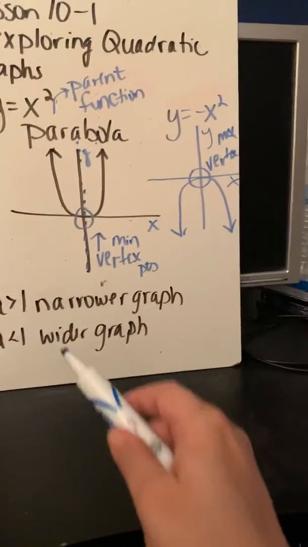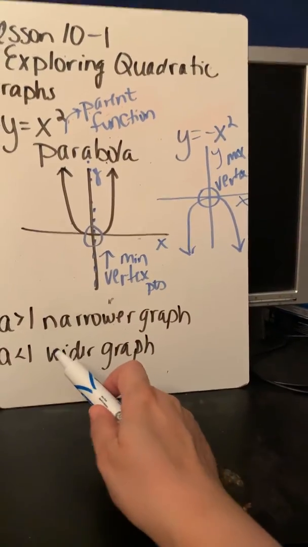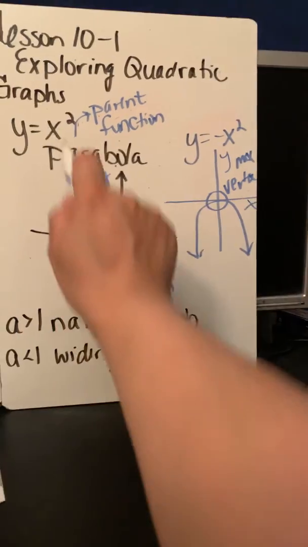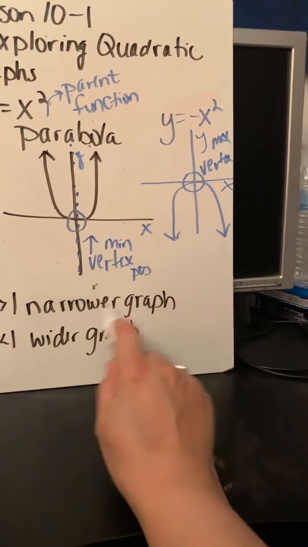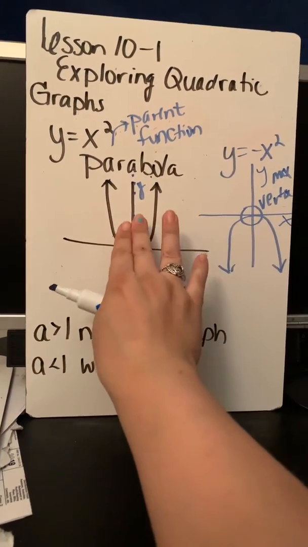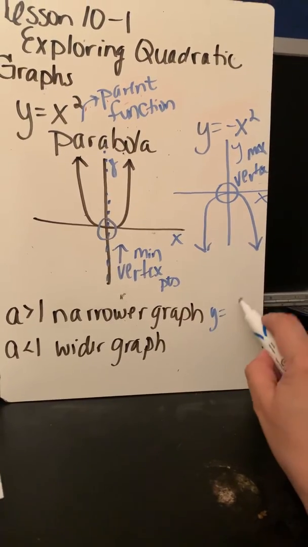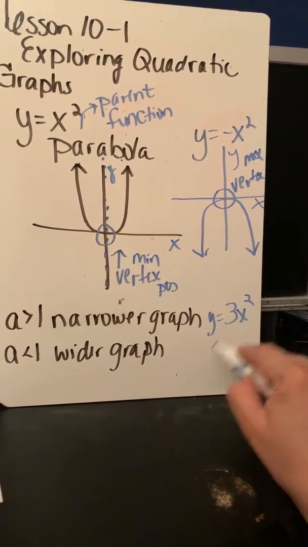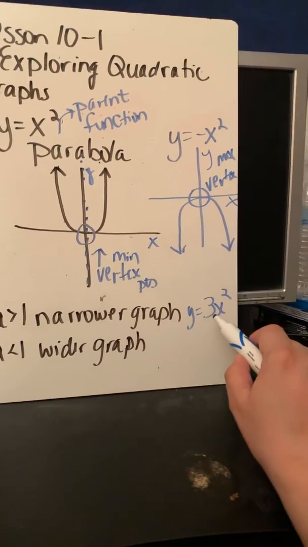So if I had coefficients in front of my x squared, so if my coefficient of a was bigger than 1, my parabola would be narrower. That means it would be a little bit skinnier. Okay? An example, let's say we had 3x squared. That is greater than 1, therefore this parabola is going to be narrower.